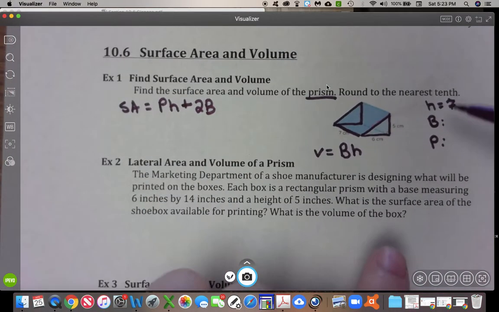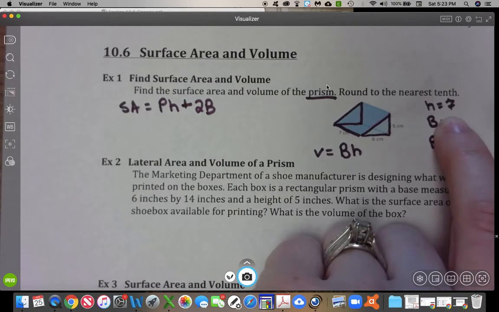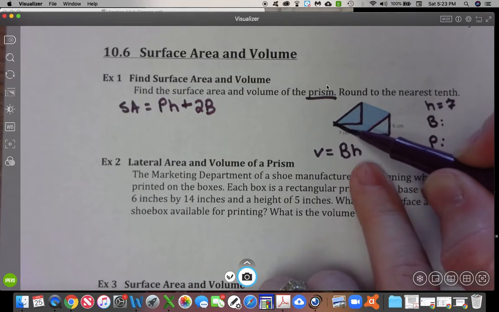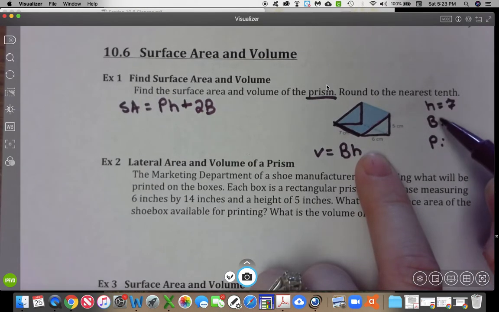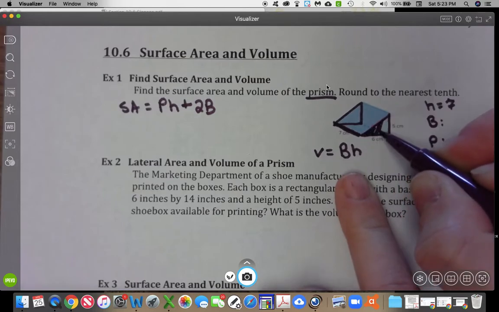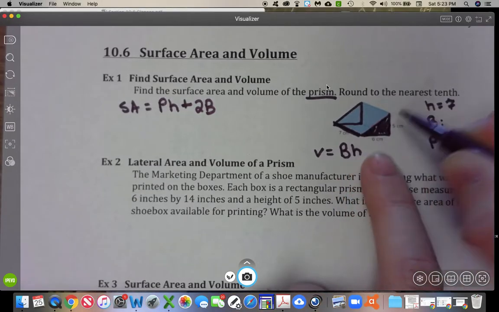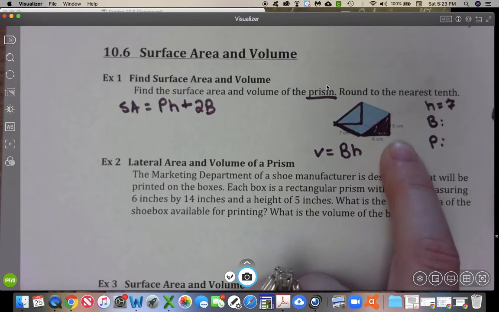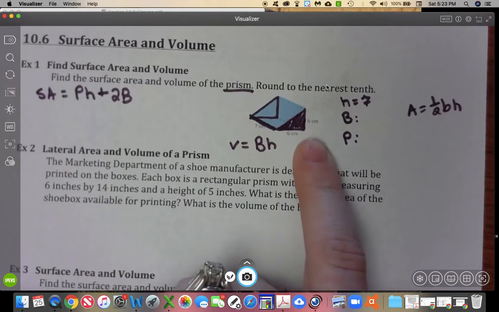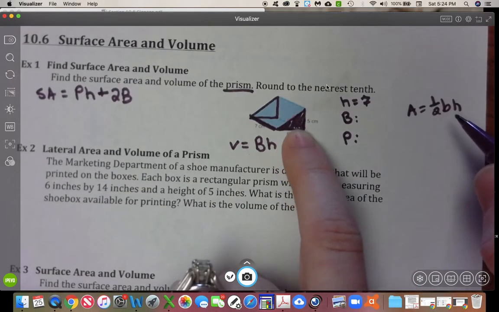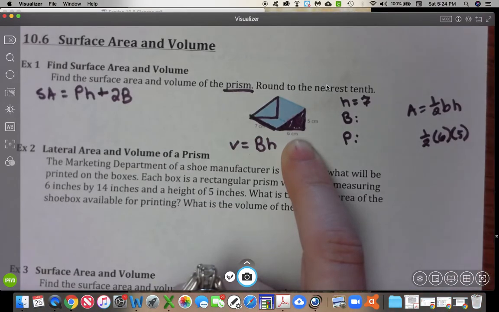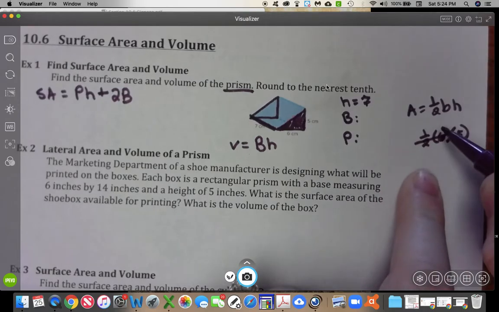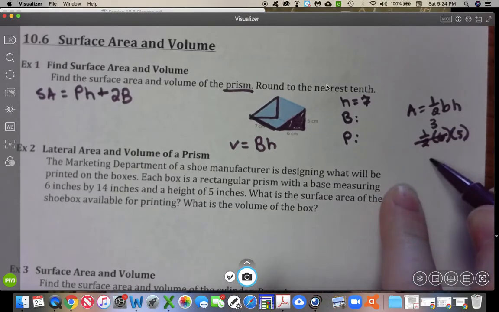So the H is just this height right here. We've already said that. The base is the area of the base. Capital B is the area of the base. And we said that this base is the triangle. So if we're trying to find the area of that triangle, we would do area equals 1/2 base times height. That's the formula for area of a triangle. In this case, the base of that triangle is going to be 6, and the height is going to be 5. So I have 1/2 times 6 times 5. Half of 6 is 3, and 3 times 5 is 15. So I have the area of my base is 15.